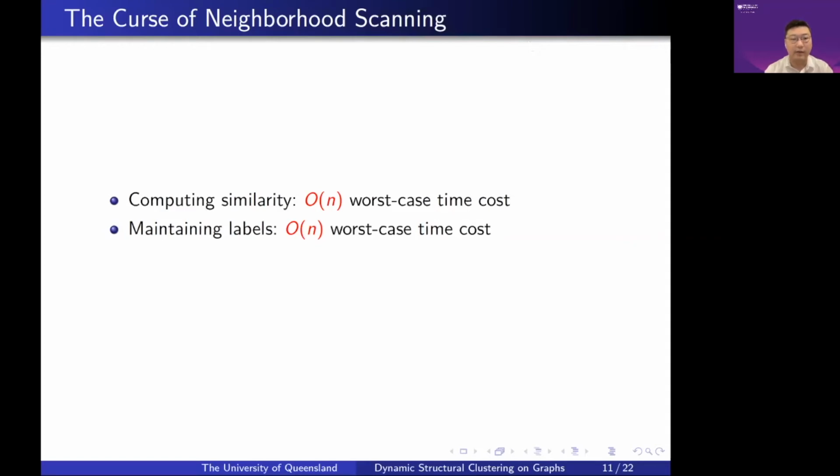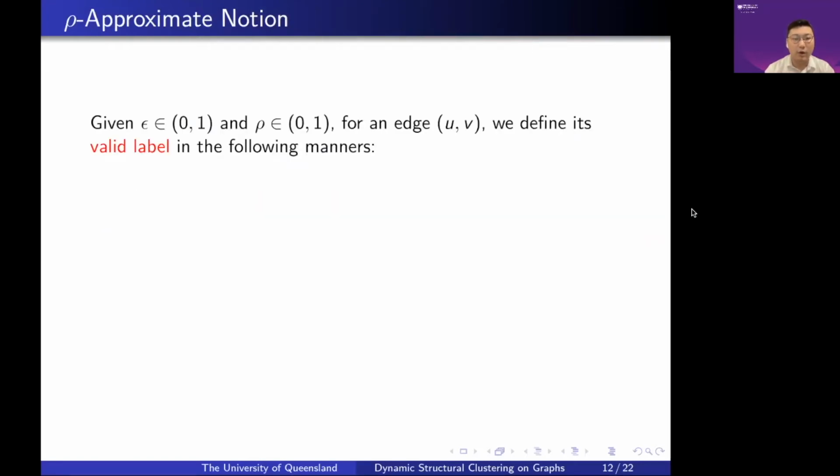As I mentioned above, computing structural similarity between two vertices may take O(n) worst case time. And worse still, even if we treat the computation as free, it may still take O(n) time to maintain the labels of the affected edges. To overcome the O(n) barrier, we introduce the rho-approximate notion that has already been used in other clustering problems.